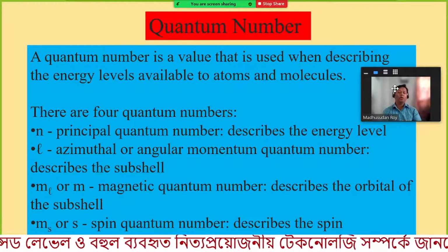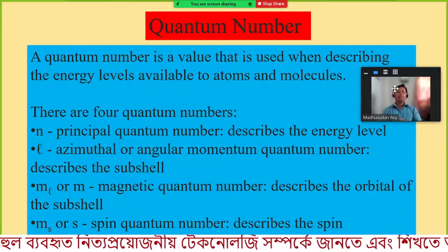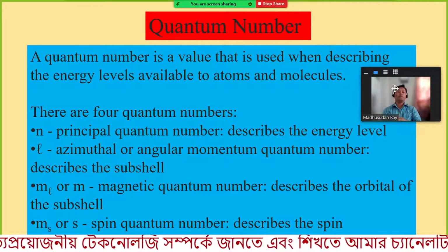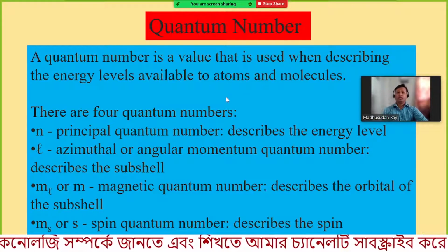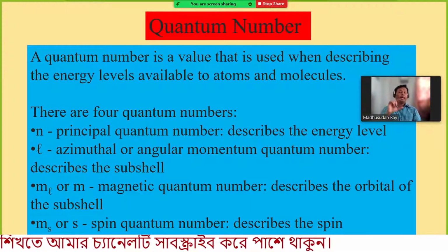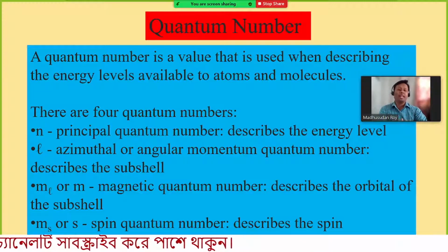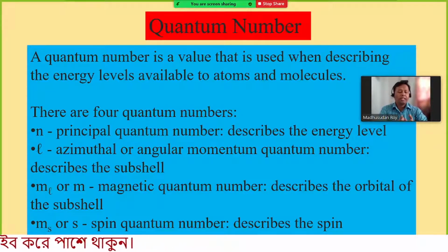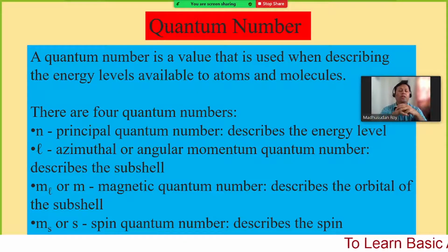For any atom or molecule, the quantum number tells where the electron will go. It is a value used when describing the energy levels. For any atom, we have several energy levels. So where the electron or electrons are, if you use a certain number, then you can easily define the position of the electrons in the atomic energy levels, sub-levels or subshells, or in the orbitals.